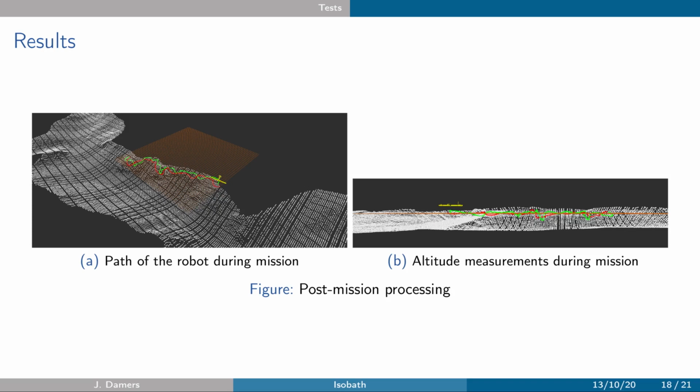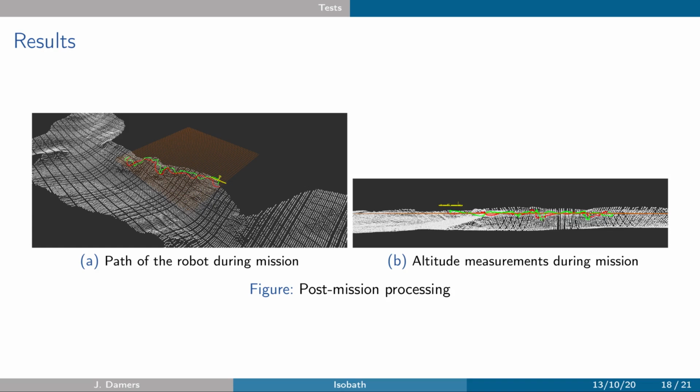And we can see that there is a sharp turn here and a sharp turn here when it's going quite straight at the beginning. And these sharp turns correspond to these 2 spikes here. So here are the measurements of the depth made by the robot during the mission.